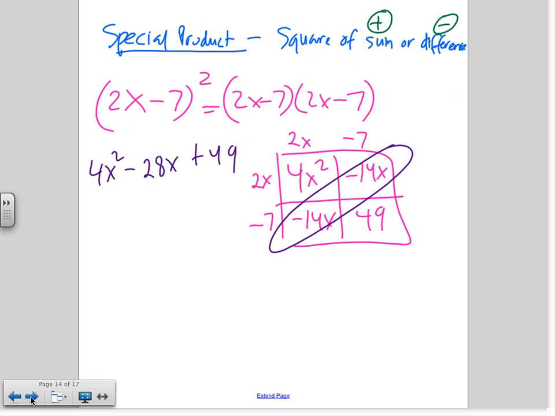Yeah, Nicholas. Well, I mean, you multiply negative 7 and negative 7, and you get positive 49. Okay, so you got this part. And then you multiply 2x and 2x, and you get 4x squared. All right. So you basically got this box and that box.